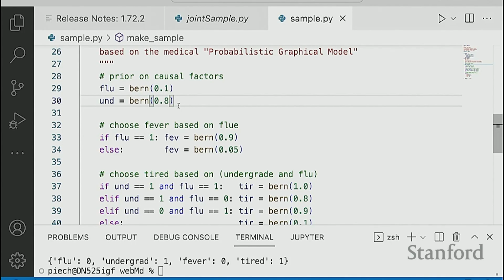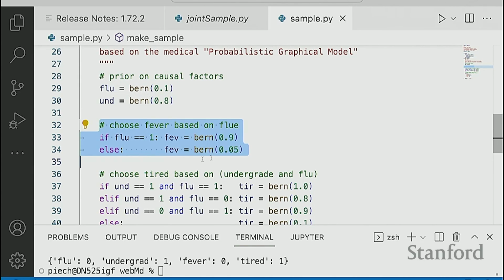Bern is a function that I wrote that just either returns a 1 or a 0. This returns a 1 or a 0 with a probability of 0.8, and this returns a 1 or a 0 with a probability of 0.1. So after I call these two functions, I've decided, does my current fake person have the flu, and is my current fake person an undergraduate?